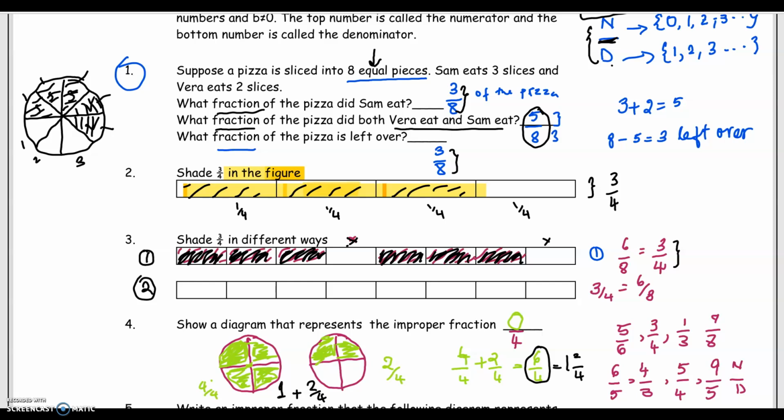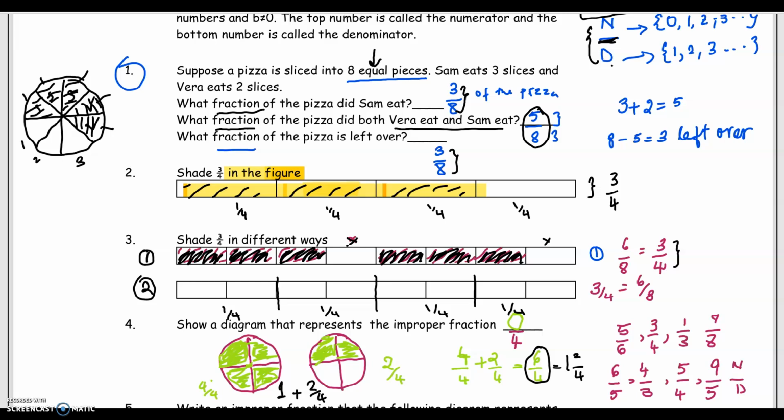What we'll do is shade 3/4 by first dividing the bar into 4 equal parts. Each cell is an eighth, but 2 cells together make a quarter. So that's a quarter, that's a quarter, that's a quarter, and that's a quarter. 4 quarters make a whole.